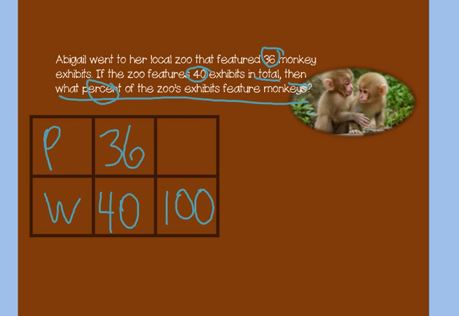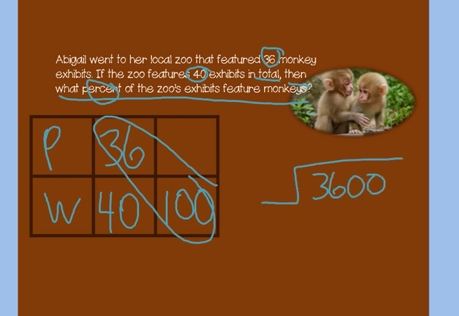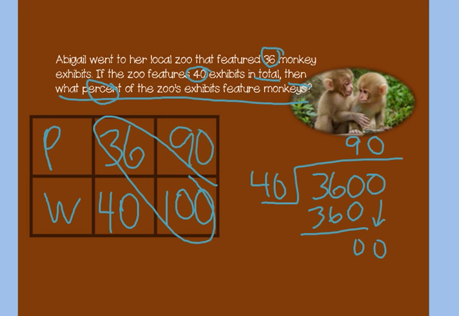So we can do this a variety of ways. Remember, we said that butterfly method always works. If we multiply 36 times 100, that gives us 3,600. Divide by 40. 40 doesn't go into 3, it doesn't go into 6, but it does go into 360. It will go in 9 times. 9 times 0 is 0. 9 times 4 is 36. Subtract, bring down, and be sure and put your 0 on top. It would be 90 out of 100, or 90% of the zoo's exhibits features monkeys.